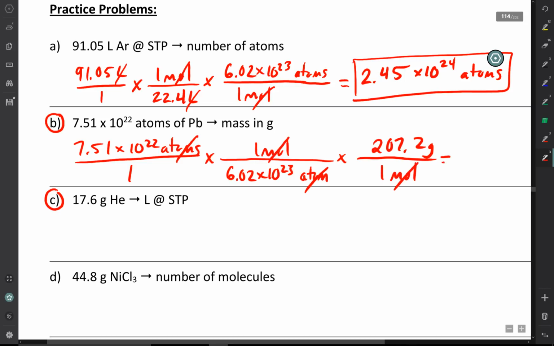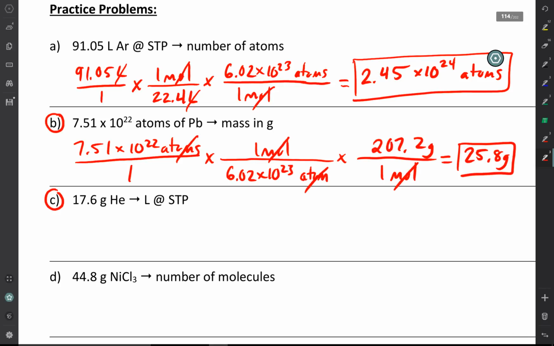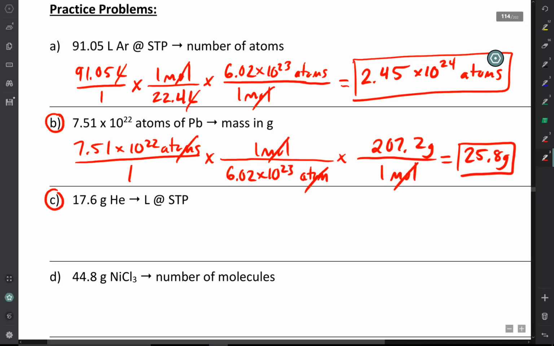That'll get moles to cancel out, and I'm going to be left with just a math problem now, and I end up with 25.8 grams. I take my 7.51 times 10 to the 22nd, multiply it by 207.2, and then divide that by 6.02 times 10 to the 23rd. I can double check, make sure this makes sense. I know I've got less than a mole of lead atoms to begin with, so I better have less than 207 grams, and I do.